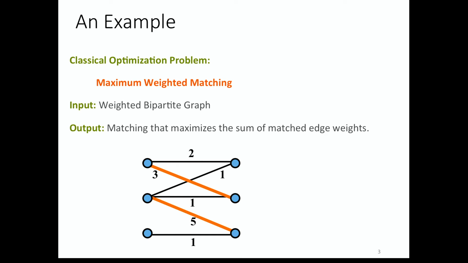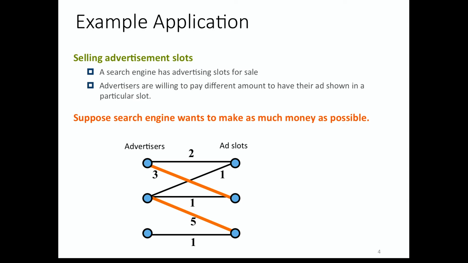So now let's consider an application of this problem. For example, you have a search engine that has ad slots for sale. The nodes on the right-hand side represent the ad slots, the nodes on the left-hand side represent the advertisers, and the numbers on the edges represent how much that advertiser is willing to pay to have their ad shown in that slot. And you can imagine that the search engine wants to make as much money as possible, so they would like to compute a maximum weight matching.